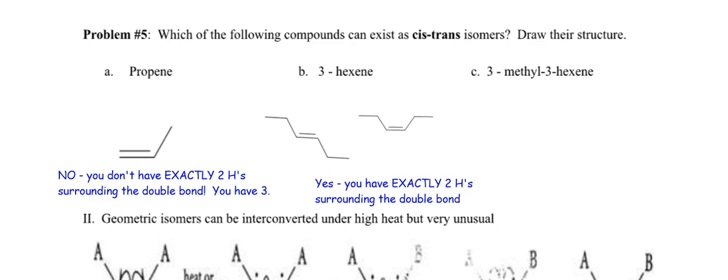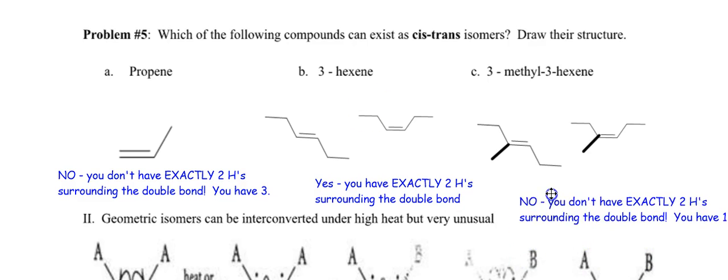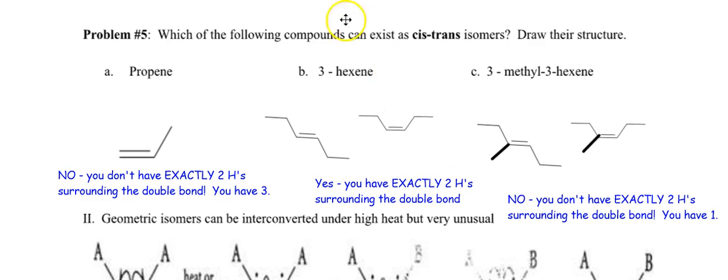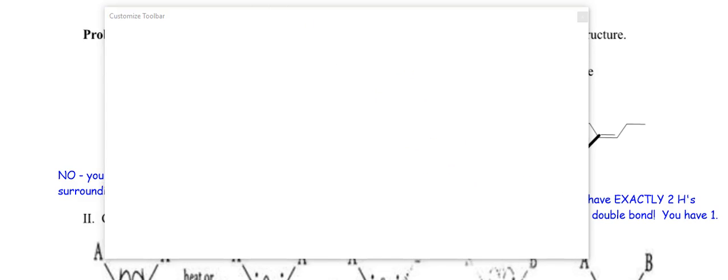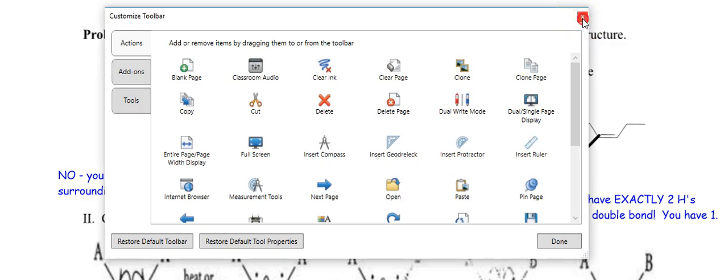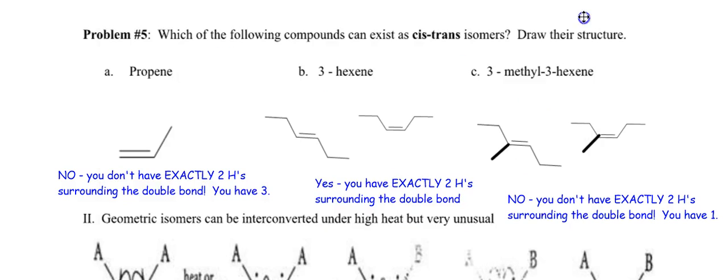Let me show you something about this 3-methyl-3-hexene. It looks like this could look like trans and this could look like cis, but what's the problem here? You don't have exactly 2 hydrogens surrounding the double bond. You only have 1, and let me use the red to show you that. Sorry about that, I pressed the wrong button. Let's try it again. Yes, I have 1 hydrogen here and 1 hydrogen here. But what I want to show you is this: these are really the same thing.